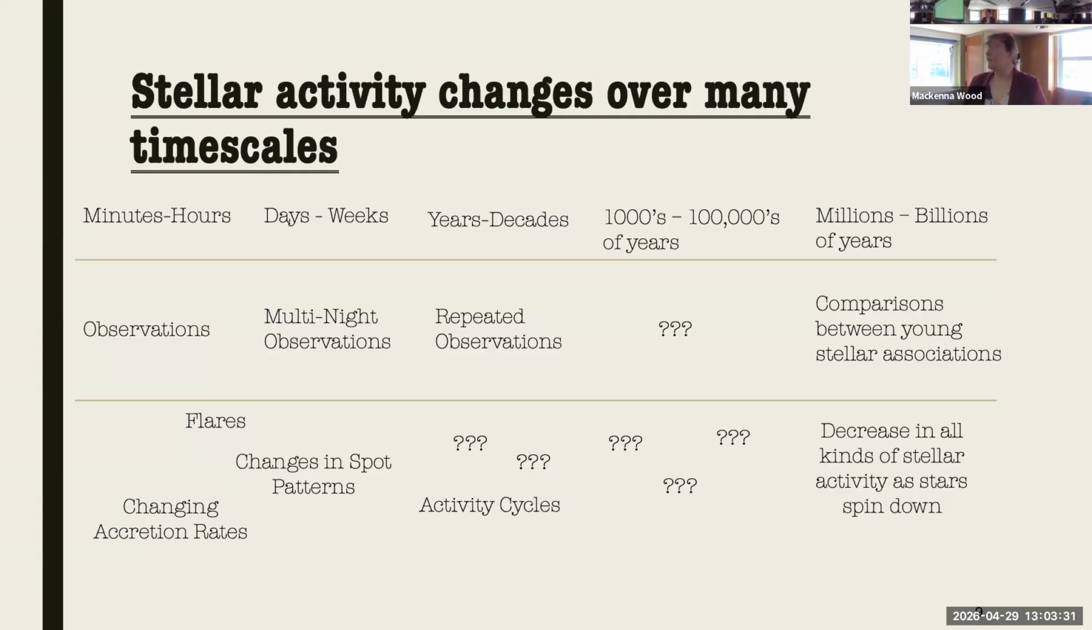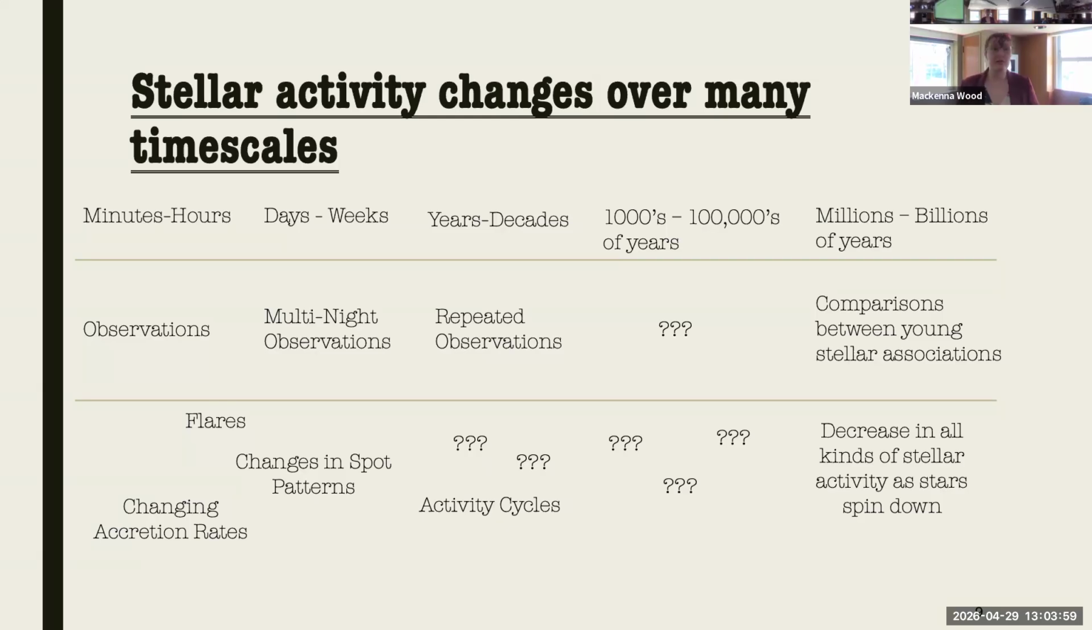And on the long end, over millions and billions of years, which we can observe by comparing between different young stellar associations at different ages, we can see a general steady decrease in all kinds of stellar activity, which we expect as these stars are spinning down. They're slowing down their rotation, and so their magnetic activity is going to be weaker. But the middle section is sort of more of a question mark.